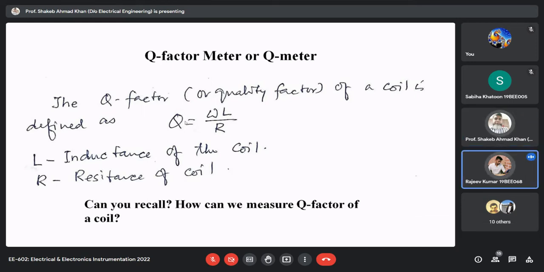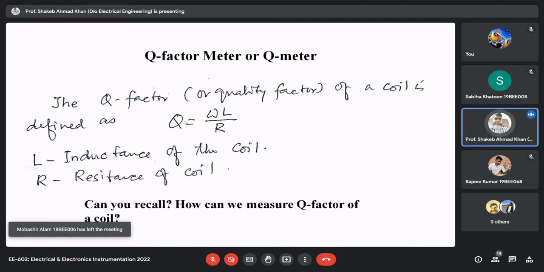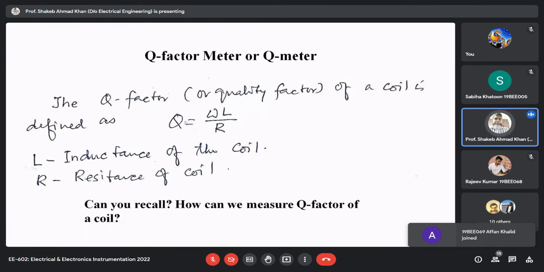अभी समझ में आया? Yes, sir. ठीक है, ये बात समझ में आ गई. अब क्यू फैक्टर मेजर कैसे कर सकते हैं? कोई मेथड आप बता सकते हैं जिससे क्यू फैक्टर, कोई भी कॉइल आपके पास आया and you want to measure the quality factor, how can you measure the quality factor of a coil? Can you recall any method that you have studied till now?